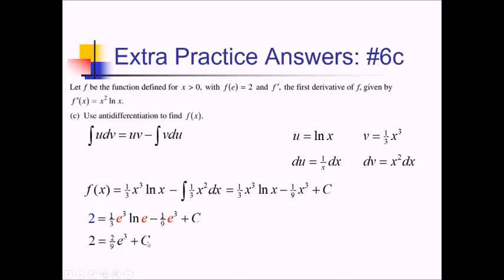And let's see here. To get c, I just have to subtract. I'm not going to try and combine these. I'm just going to write 2 minus 2/9 e cubed. I'm almost there. All I have to do now is replace the c right here with 2 minus 2/9 e cubed. So at the end of the day, I have f of x equals 1/3 x cubed ln of x minus 1/9 x cubed plus 2 minus 2/9 e cubed. Whew! And we're done.